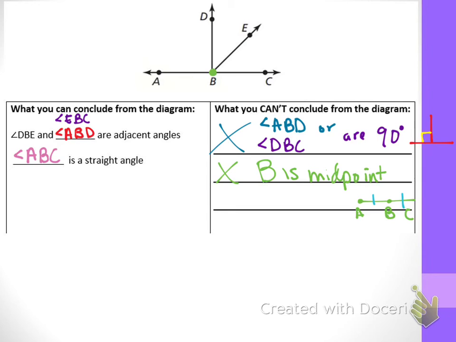In Chapter 2, we do more of this. What can we conclude from this picture? What can't we conclude? You won't usually have to list them. You'll just have to decide. It'll be multiple choice, and you'll circle all the ones you can conclude or cannot.